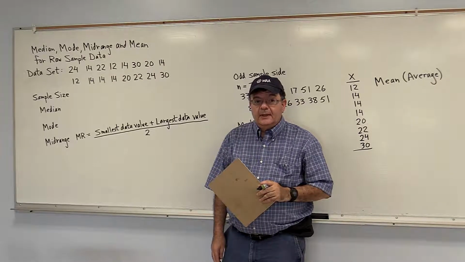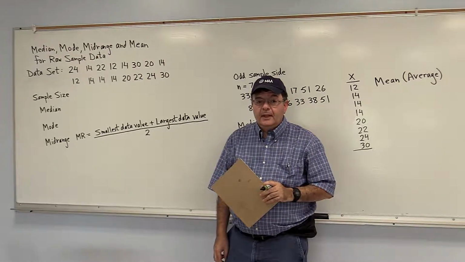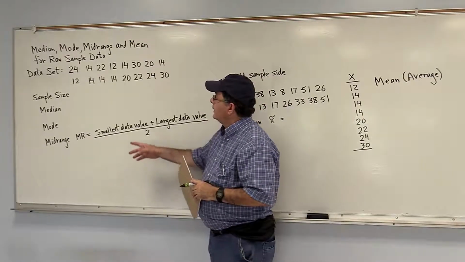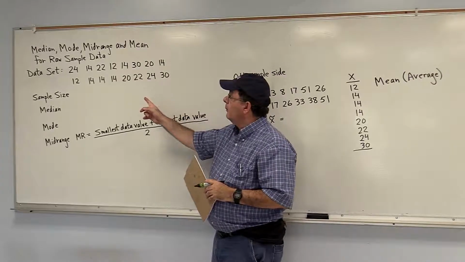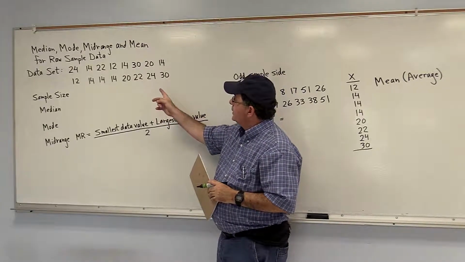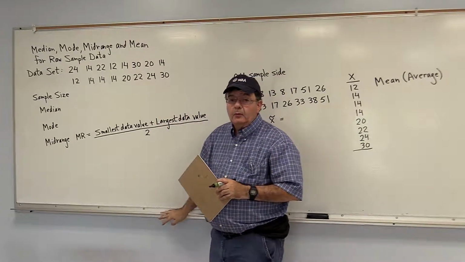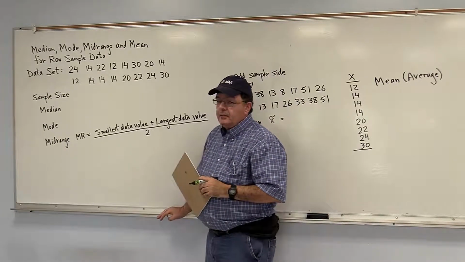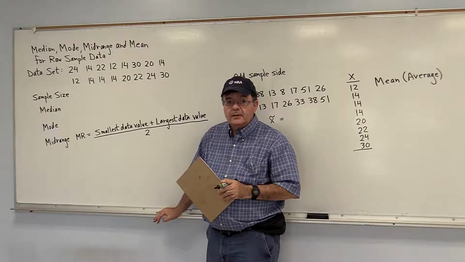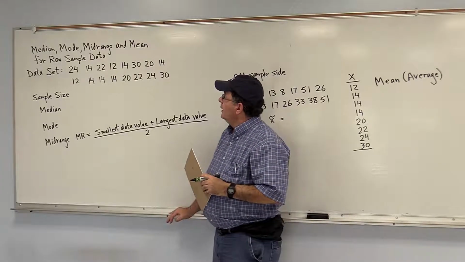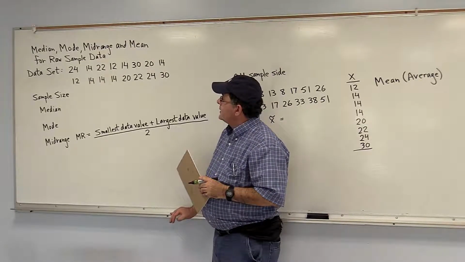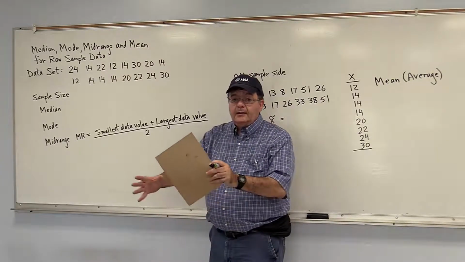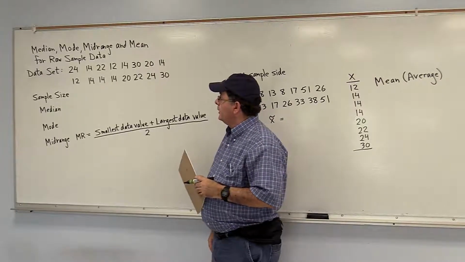Dr. Charlie Smith. I'm Associate Professor of Mathematics at Park University, and this is a tutorial on calculating the median, the mode, the mid-range, and the mean for raw sample data. Raw data means that we're just working with a list of numbers. That's all it means. Sample data is a collection of data from the population that is not the entire population.